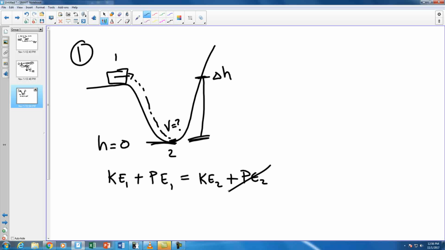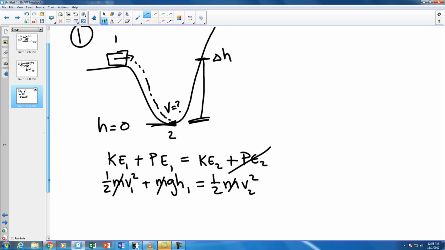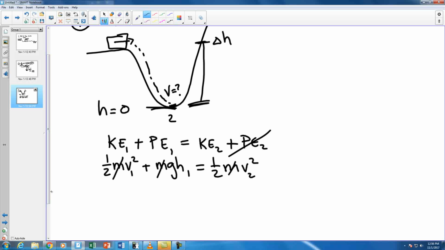Now there's something really cool about this. They don't give us the mass for the box, but if you start looking at the formulas, 1/2 mv1 squared plus mgh1 equals 1/2 mv2 squared. All of them have the same mass, so that mass can cancel. But if there's some friction or some push or pull, some external work, you cannot cancel the masses. That only happens if there's no external work.